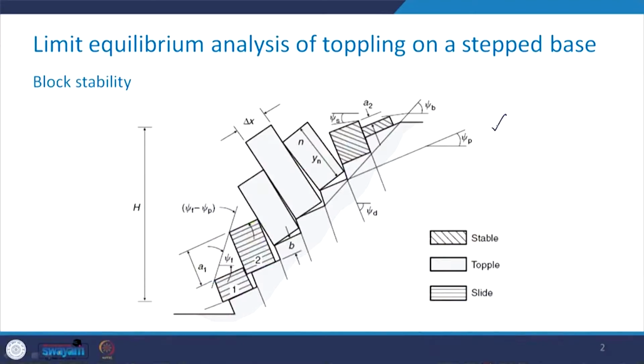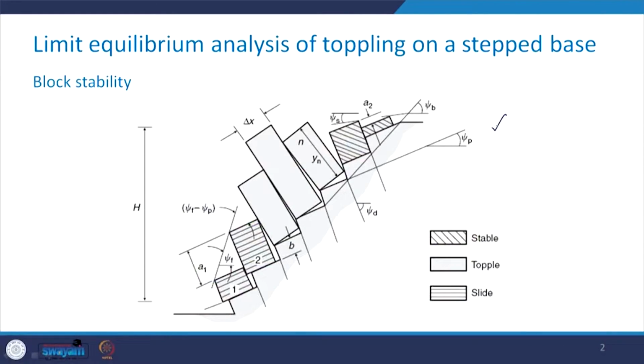Hello everyone. In the previous class, we were discussing the toppling failure mode as far as rock slope stability is concerned. We saw how we can obtain the block geometry, and then we started our discussion with block stability. Let us continue with the same discussion today and see how we can find out whether the slope is safe against toppling failure or not.